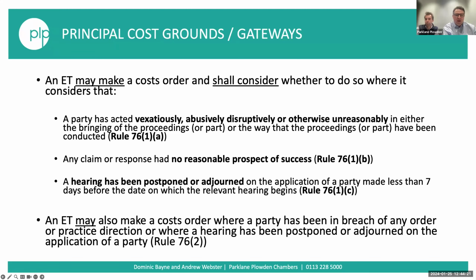And thirdly, that a hearing has been postponed or adjourned on the application of a party made less than 7 days before the date on which the relevant hearing begins. That's 76(1)(c). Separately, in Rule 76(2), we have a further provision in respect of postponement or adjournment and indeed breach of an order. But in that circumstance, we don't have the 7-day rule.